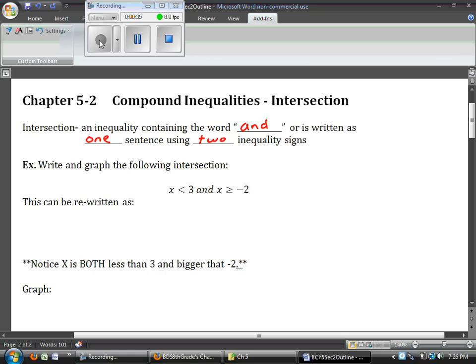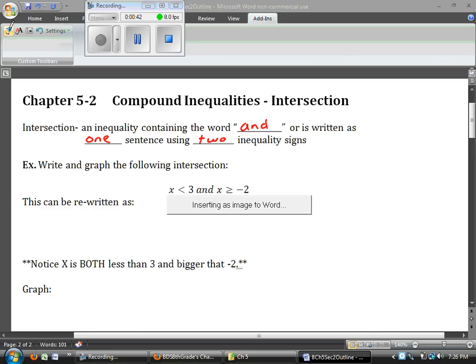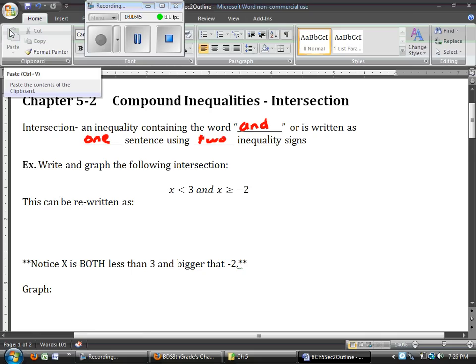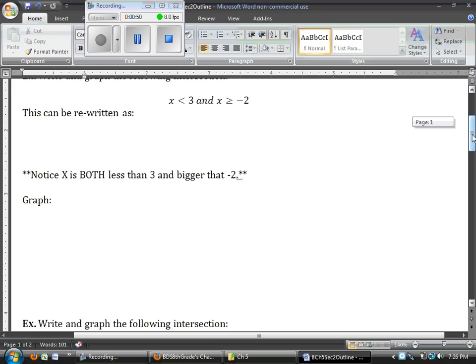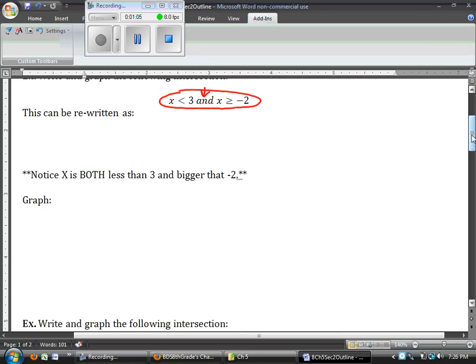And you can already see on the screen where I have the two inequalities and the word and right there. Okay, so in this first example, I gave you the compound inequality, the intersection: x is less than 3 and x is greater than or equal to -2. So I need to know the two forms of how to write this. This is the form that has the word and in it. I also need to write the form that is one sentence. If I look, the first part is x is less than 3. The other half is x is greater than or equal to -2.